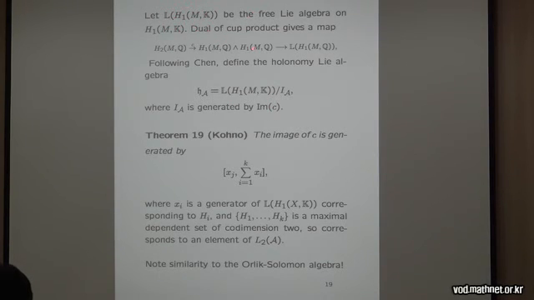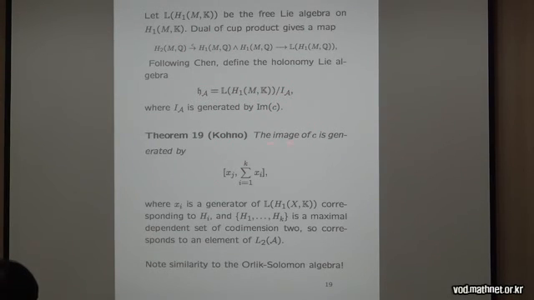And when I look at the dual of cup product, so cup product takes me from H1 to H2. The dual of the cup product map gives me a map this way, and it has an image. Oh, sorry, cup product this way gives me an image, and Chen defined this thing called the holonomy Lie algebra. So it's the quotient. I take the free Lie algebra, and then I look at the image of this multiplication map.